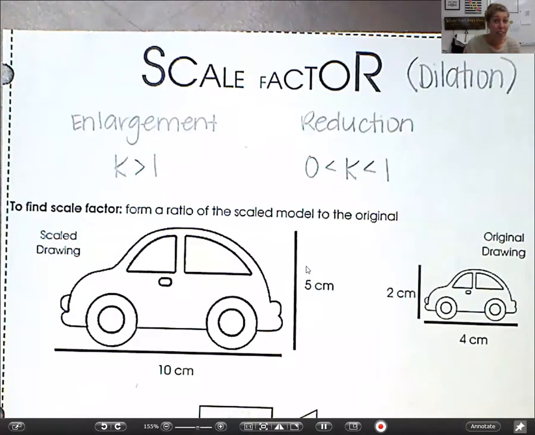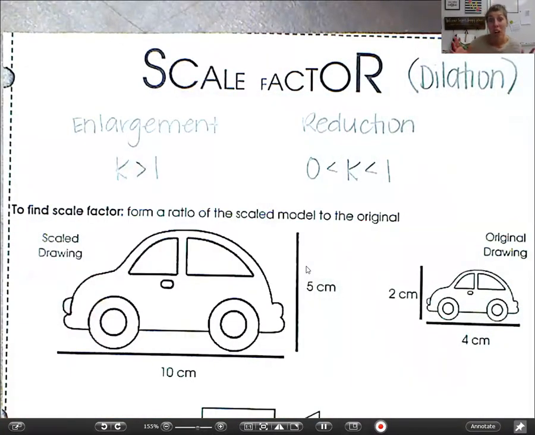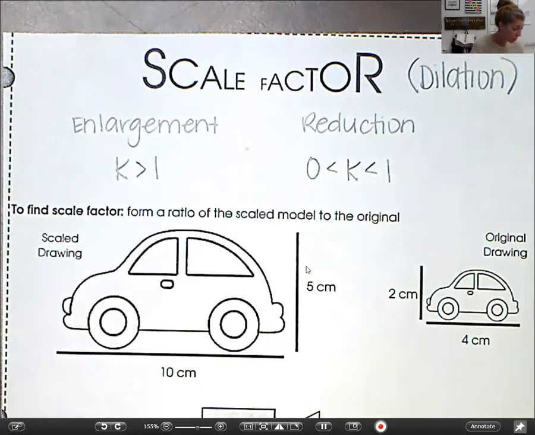You also can't have a negative scale factor. 0 is the stopping point. Your image is gone if you have a scale factor of 0. So I always think it's important to remind kids that when I say less than 1, I really mean between 0 and 1. Remember, if the scale factor is 1, there's no change. It just stays itself.